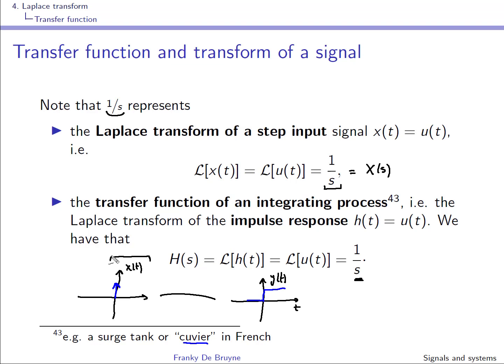Now we can start combining both. Suppose that you have a system that has transfer function 1 over s, so it's an integrating system, and that you put a step input at the input. Then you see immediately that y of s is the product of the two, 1 over s squared. The inverse Laplace transform, and since you're very good at it now, you know that it's equal to a ramp signal.